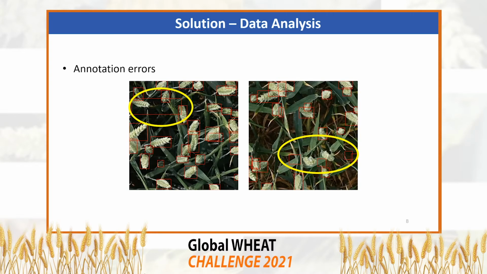Fourth, we notice that the dataset contains annotation errors. As indicated by the yellow circles, the ground truth box in the left image is inaccurate. It covers a significant part of background. And the ground truth boxes in the right images are totally wrong.